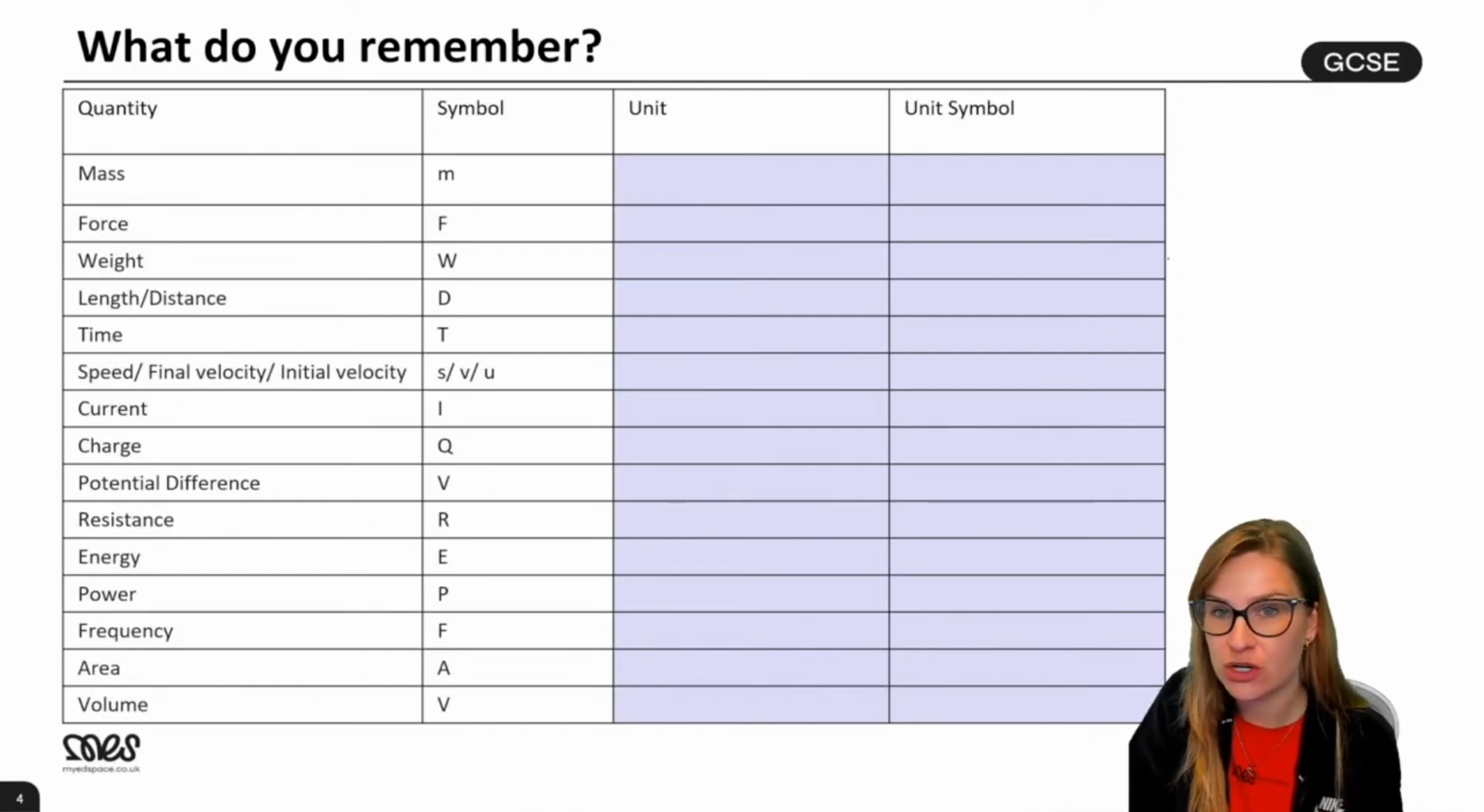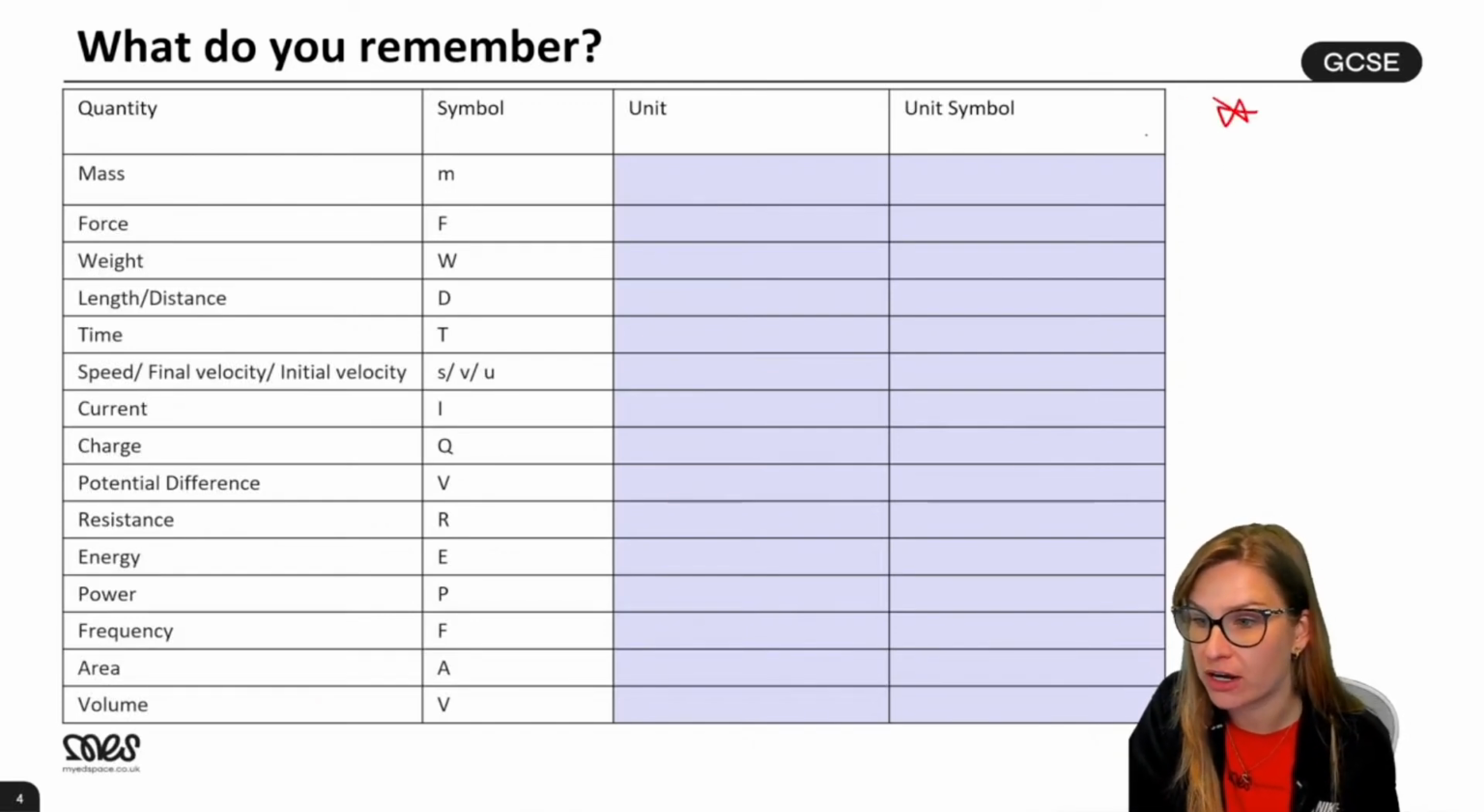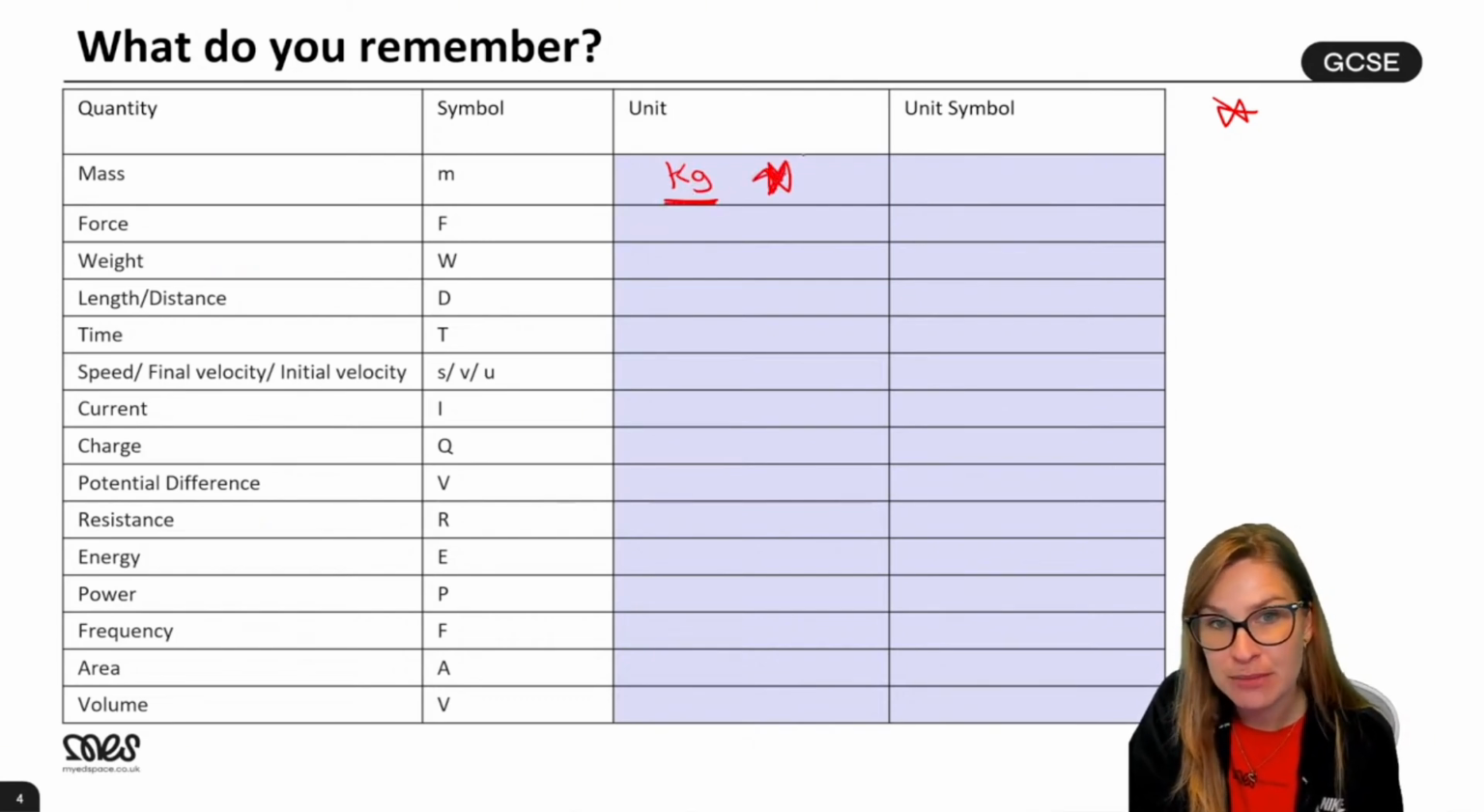Right. We need to know this off by heart. Okay, off by heart. Mass is always measured in kilograms, right? Kilograms. And we have to convert. Make sure you know that, because in chemistry it's different. In chemistry, they like to use grams. So make sure you know in physics it has to be in kilograms.